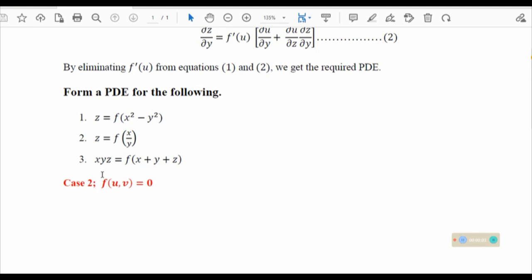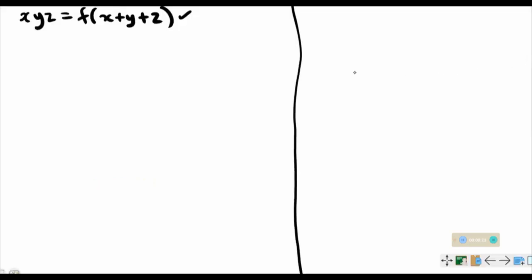We look at question number 3. Question number 3 says xyz is equal to f of x plus y plus z, and we want to form a partial differential equation by eliminating the arbitrary function. So let us look at the solution. We are given xyz equal to f of x plus y plus z.